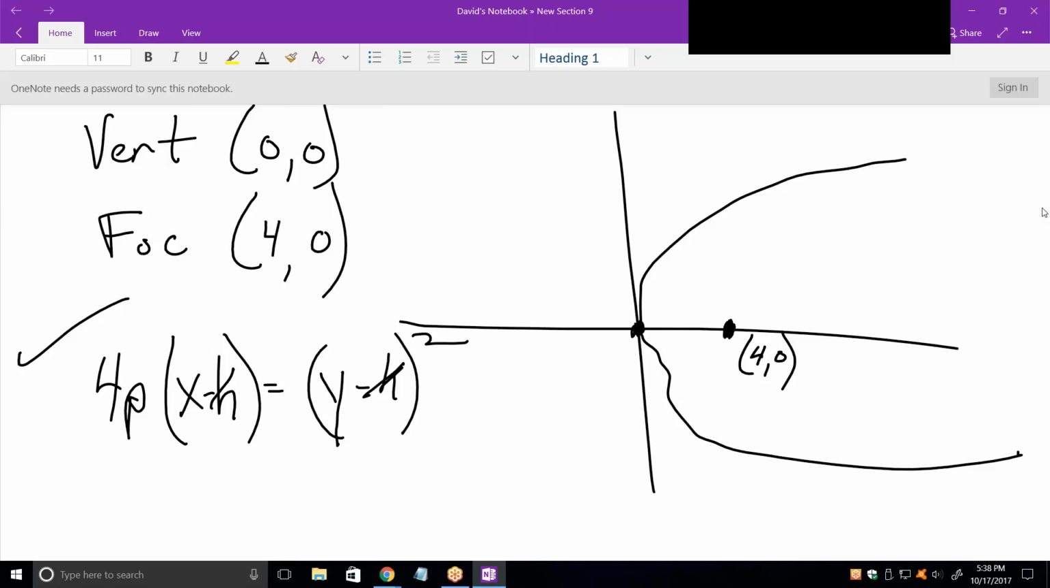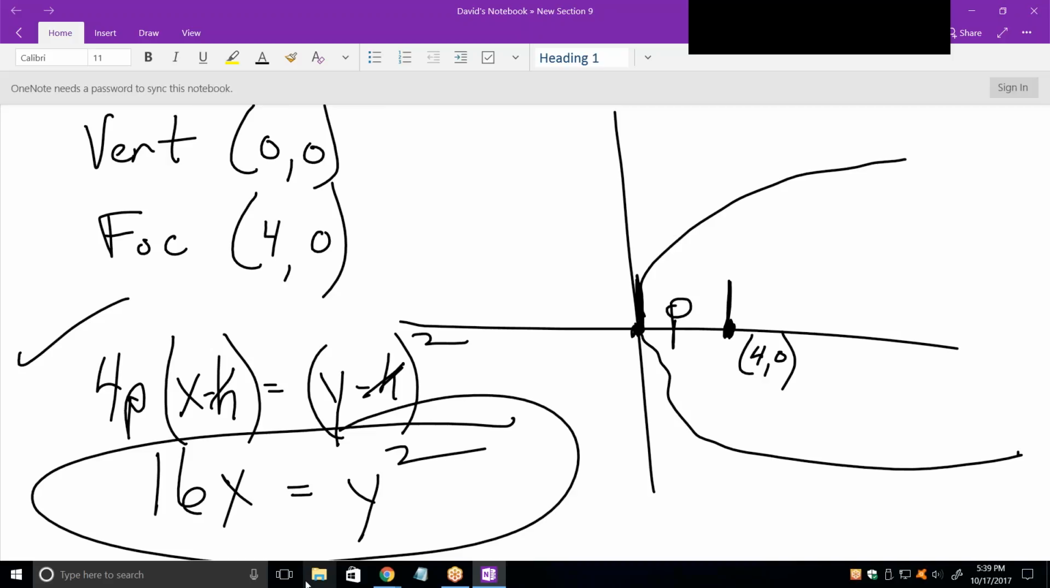Wait, P wouldn't equal 4, would it? P is that distance right there. Oh, okay. What is P? 4. So it would be 16 times... times what? Give me the rest of it. Times 4? No, minus 8? No. Remember, the final equation always has an X and a Y in it. Always.